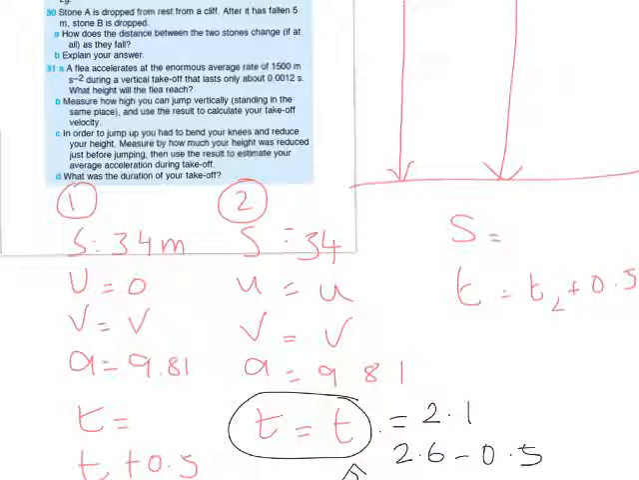So now we have a value of t. We can use exactly the same formula, s equals ut plus half at squared, but this time we're solving for u. So we can write: 34 equals u times 2.1 plus a half times 9.81 times 2.1 squared. If you rearrange that and solve for u, you should get an answer for u equal to 5.